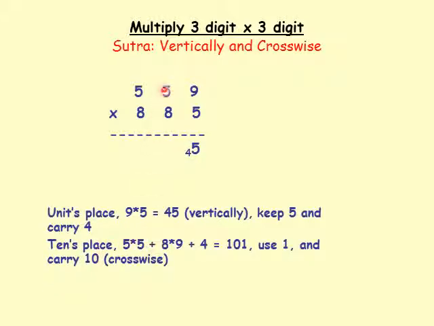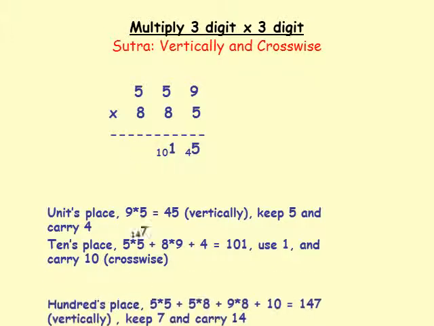For the next column, we pick up one more column: 5, 5 and 8, 9, 5. 5 times 5 is 25, crosswise, plus 9 times 8 is 72, again crosswise. 25 plus 72 is 97, plus 4 is 101. We use 1, the digit on the right, and carry 10 for the next column. 1 is a digit of the answer, and this 10 is my scratchpad number I need to remember for the next column.